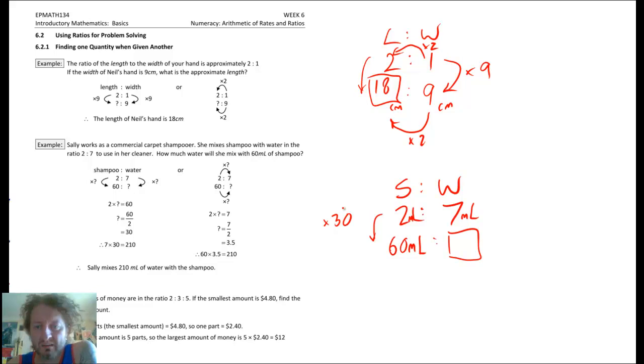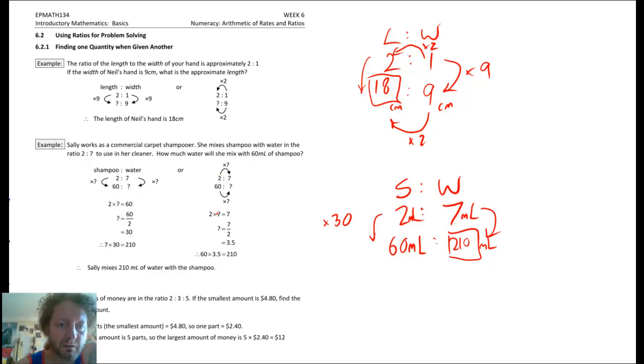So 2 times 30 gives 60, and 7 times 30 gives 210 mils. Often there's one way that's just easier, and if there isn't, well, we could have done the 3.5. How did I know that it was 3.5? You'll see the working down here. I'm saying 2 times what gives 7.